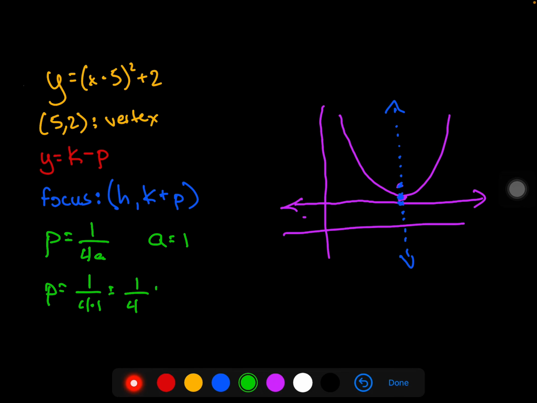And so 1/4 in decimal then would be 0.25. Now we can work with our values of h and k, which we know are 5 and 2, and find both the directrix and the focus. So if y equals k minus p, then y equals 2 minus 0.25. And that's going to be our directrix. y is equal to 1.75.